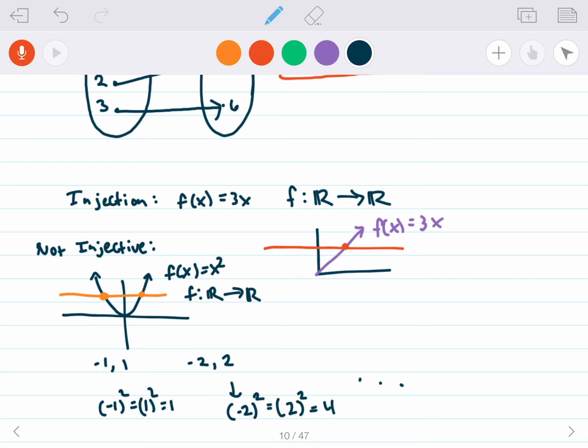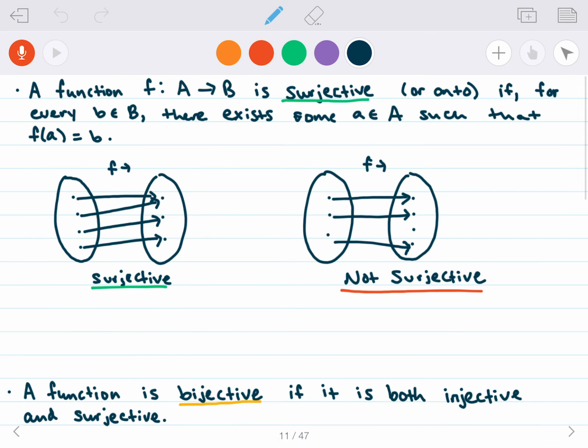And so forth, right? So yeah, not injective. Okay, we can also talk about a function being surjective, or onto, which is another word that people like to use, if for every b in your target space, there exists some a in your domain such that f of a is equal to b.